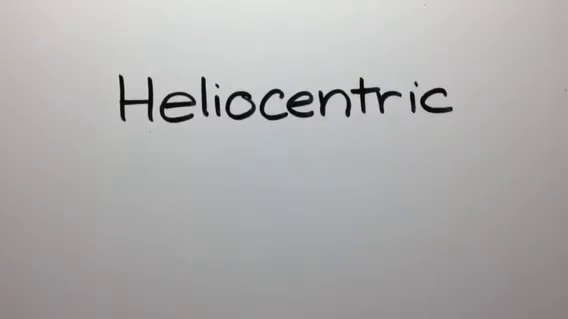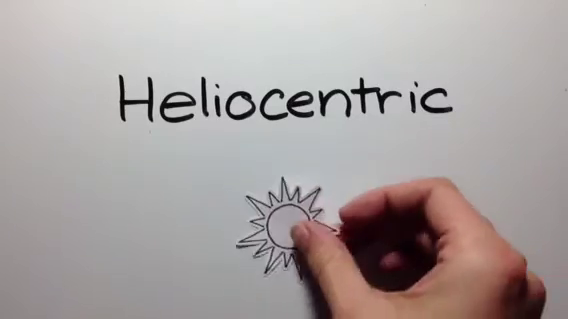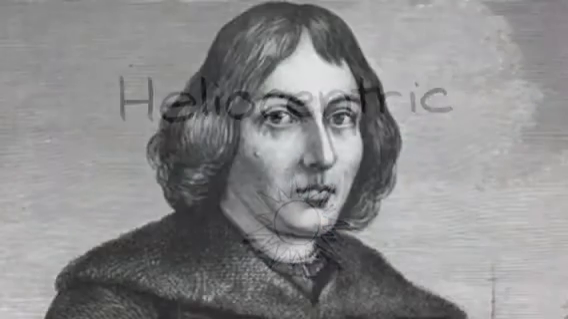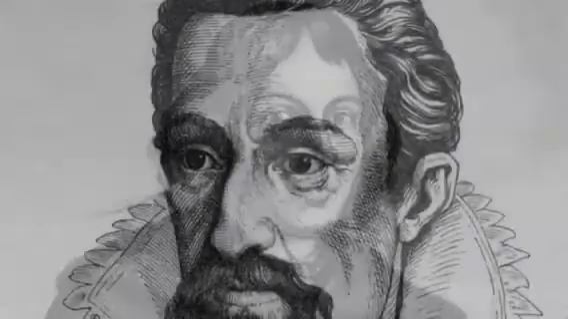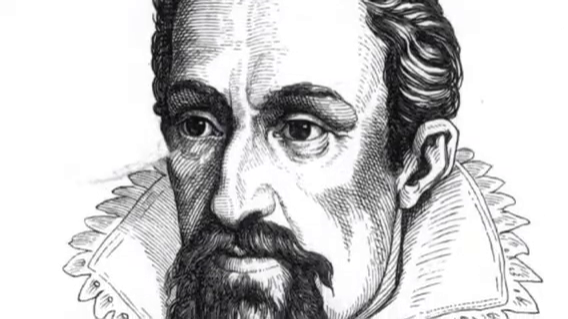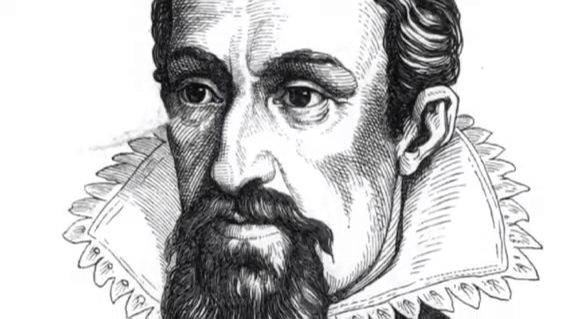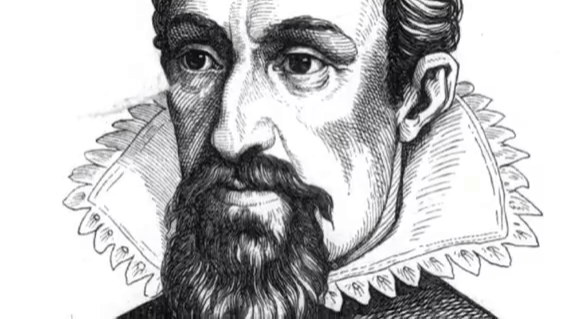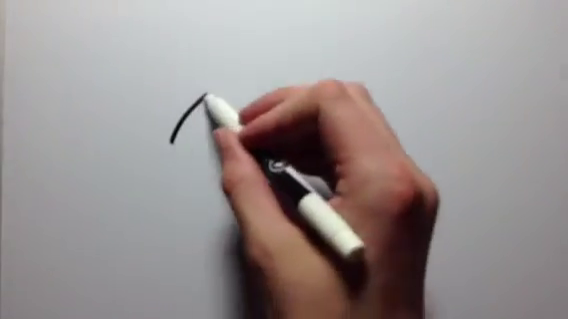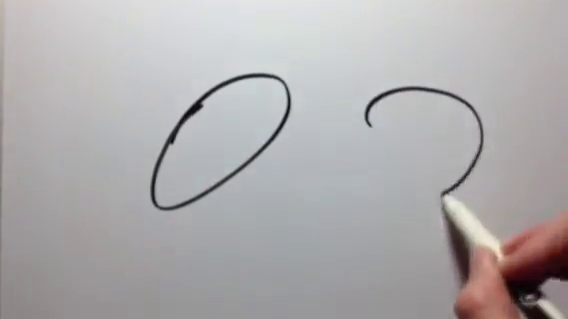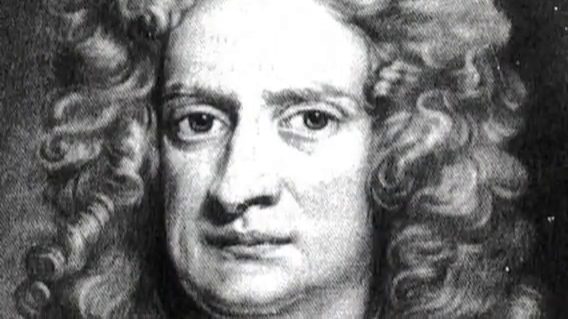The second kind of model is the heliocentric model. The heliocentric model has the universe revolving around the sun. It was developed by Nicholas Copernicus, a Renaissance mathematician and astronomer. The model was also improved on by Johannes Kepler, a German astronomer. He used his laws of planetary motion to prove that the planets moved in ellipses, or ovals, rather than circles. This helped develop Isaac Newton's theory of universal gravitation.